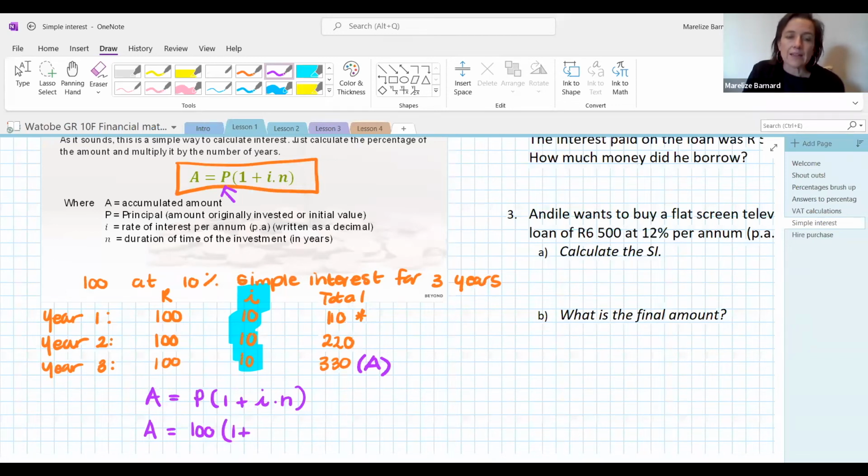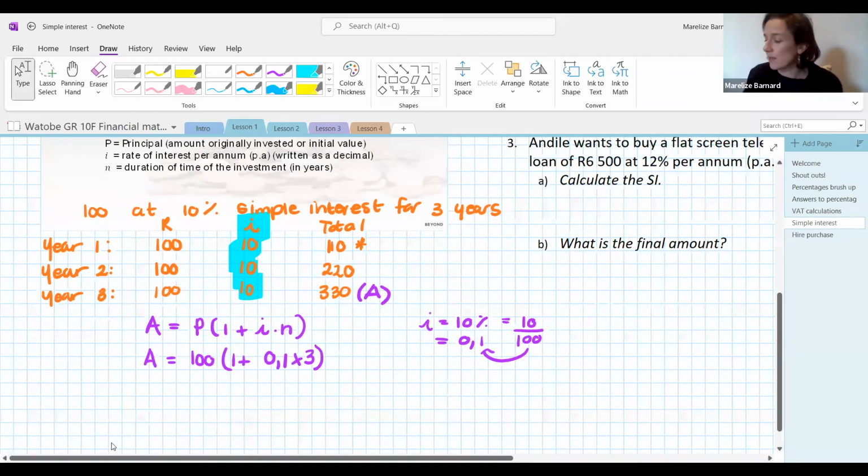And our interest rate is always as a decimal. Okay, so if our interest rate is 10%, we must write it as a decimal. Quickest way to write it as a decimal is to divide it by 100. Okay, that's going to give you 0,1. So 0,1. And how long did we put it in for? 3 years. That's our N.